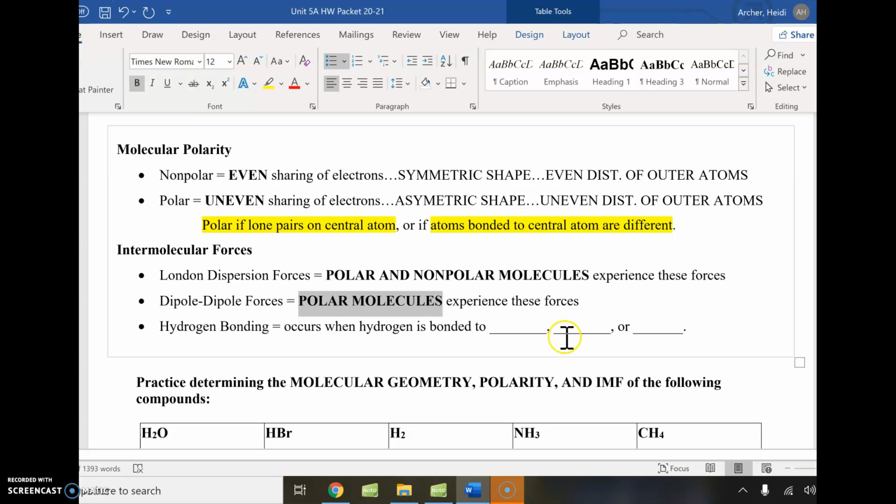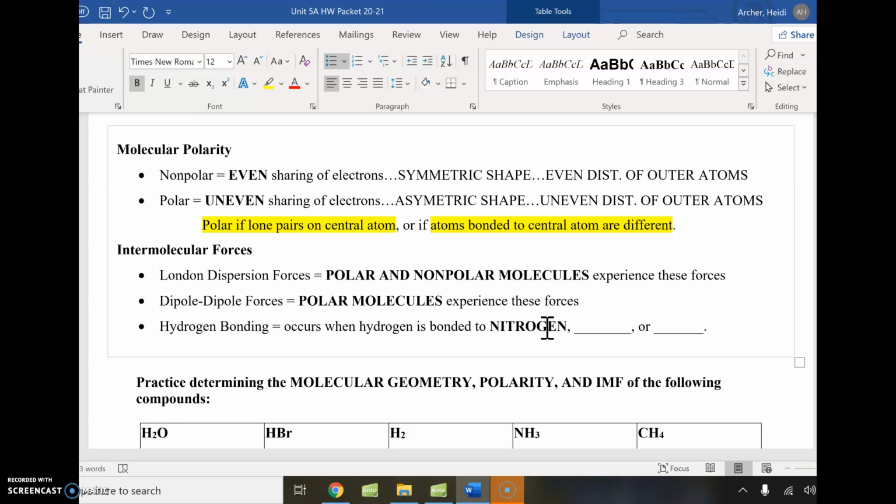So then the last one that we have is called hydrogen bonding. And this occurs when hydrogen is bonded to one of three other elements. So we've got nitrogen, or oxygen, or the last one that is a possibility is fluorine.